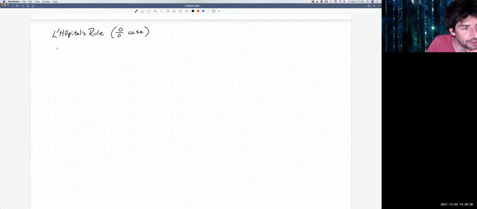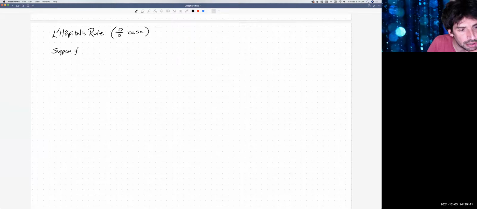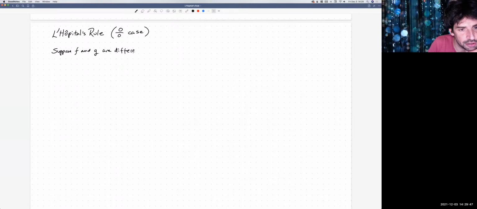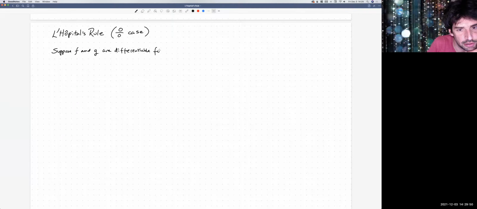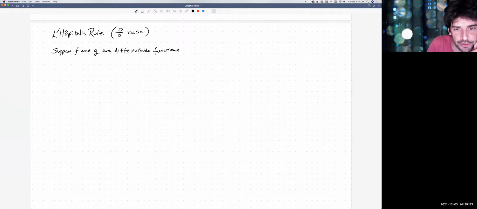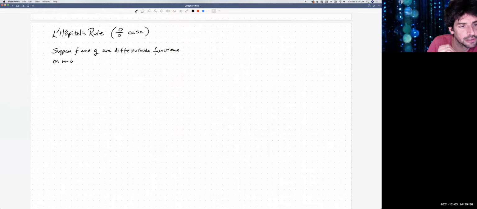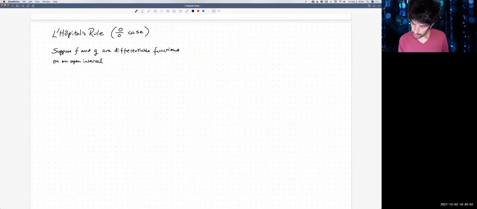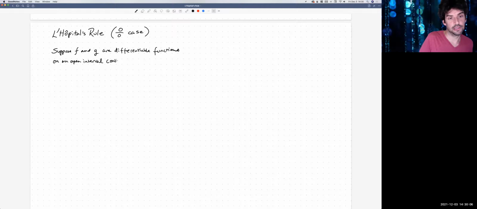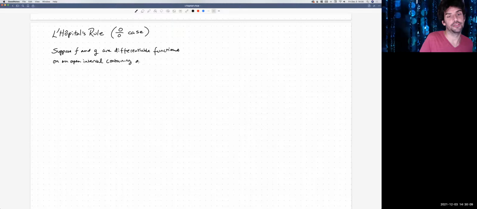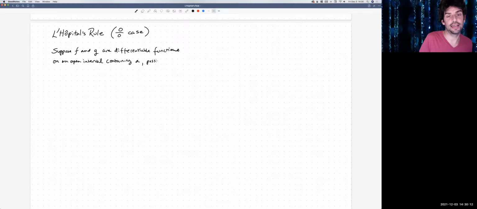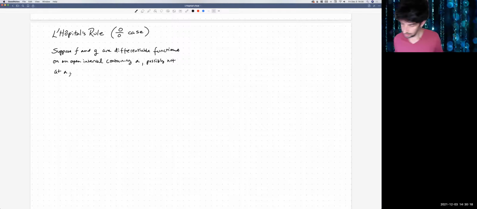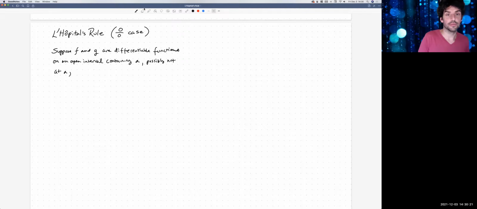And the rule can be stated as follows. Suppose f and g are differentiable functions on an open interval containing a, this is a point, an x value a, possibly not at a.